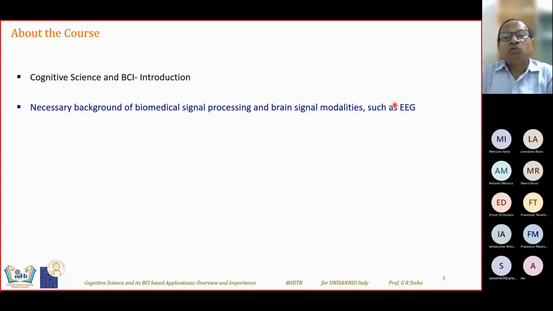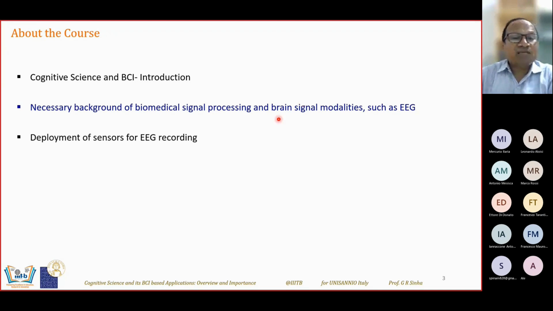So the necessary background of all those modalities, meaning all those different types of signals: how biomedical signal processing is used, how we acquire these signals, how we pre-process those signals, how we process the signals, and what kind of signal processing method is applied before we actually use AI for classification or some other application. So that will also be one of the important contents in the course.